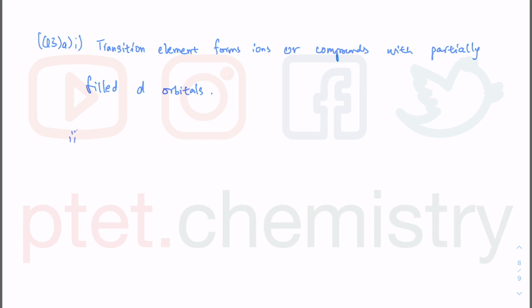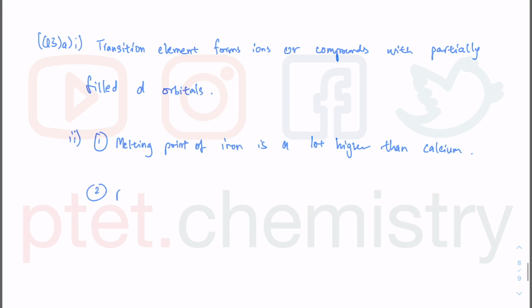Now state how the melting point and density compare with calcium. There are two things. The melting point of a transition metal is a lot higher. So the melting point of iron is a lot higher than calcium. So this is just stating. They're not asking you to explain. The transition metals melt and boil at a higher temperature. Transition metals also have a higher density. So the density of iron is higher than calcium. So I am just stating, I am not explaining.